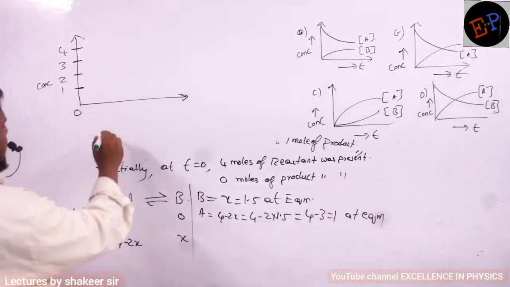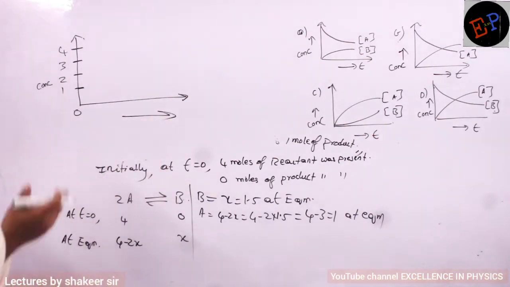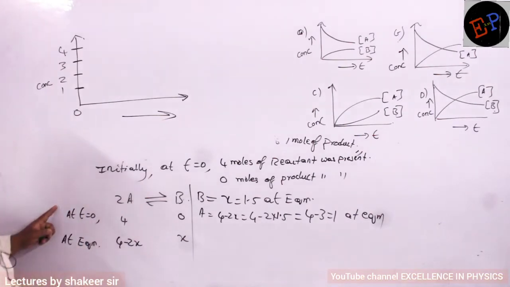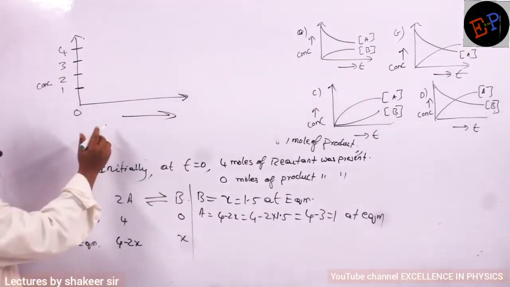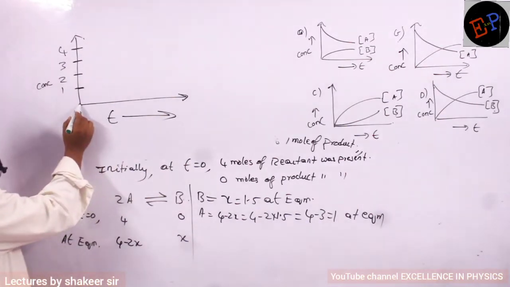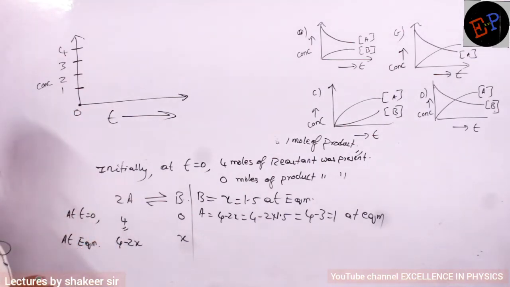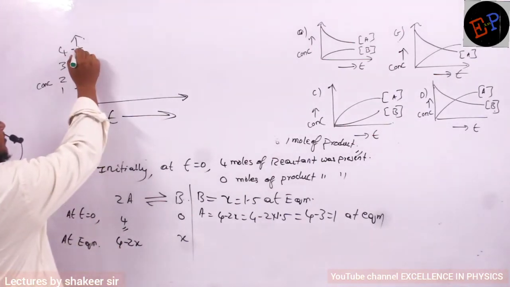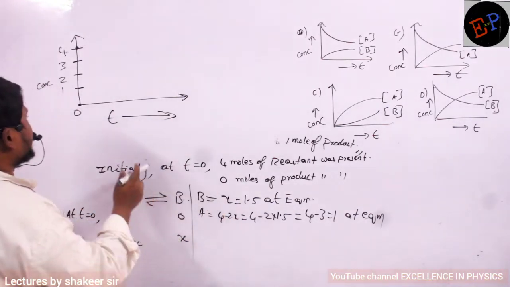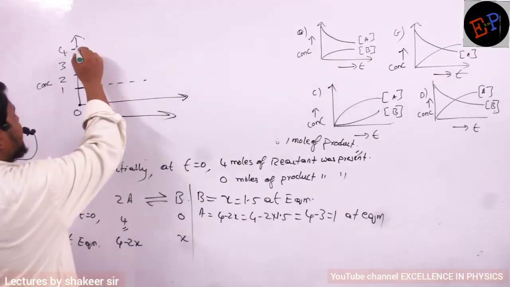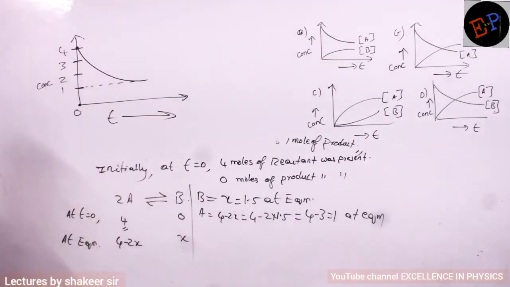I can draw like this, and this is the time taken. So forward reaction, how can I draw? Now see, at t is equal to 0, how many number of moles of reactant was there? 4 moles. It means I have to start from here. And at equilibrium, only 1 mole was present. It means the graph should be somewhat like this. This is the shape of the graph.